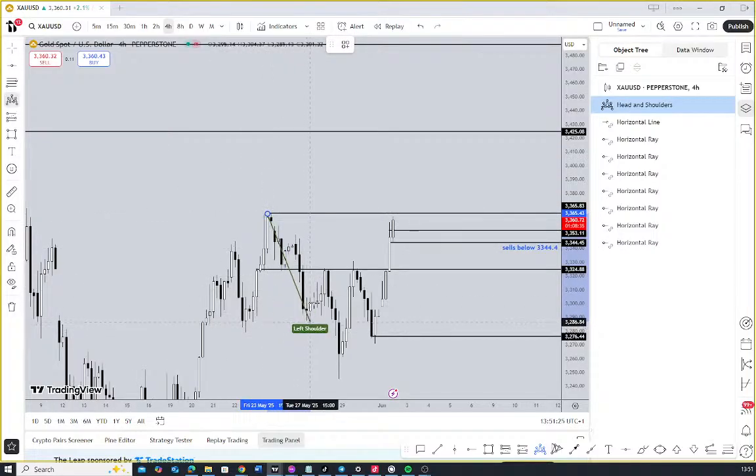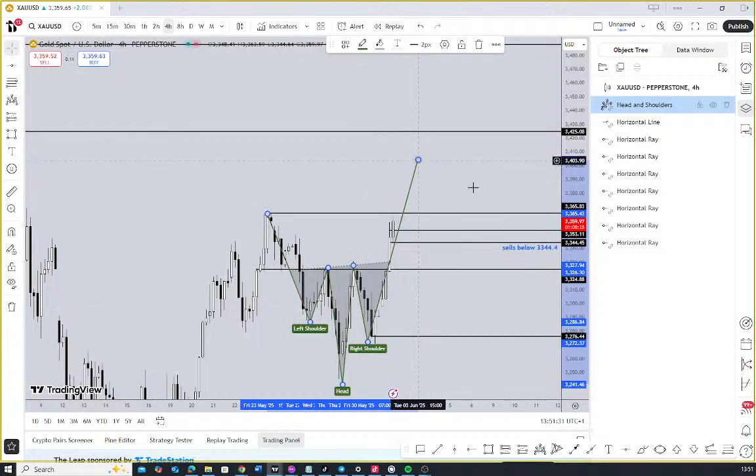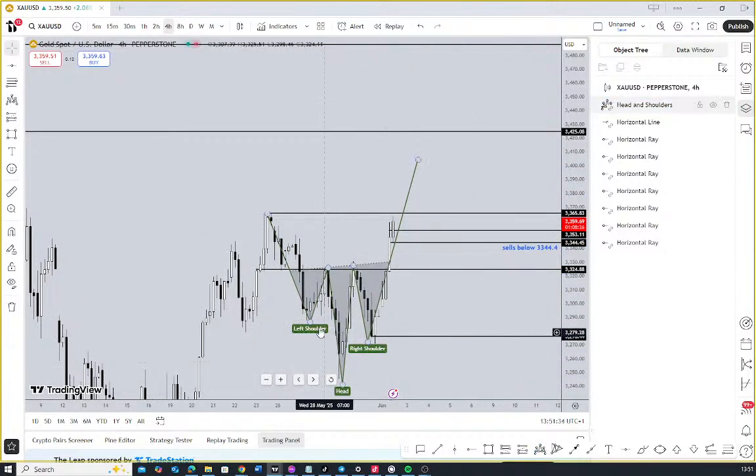Because we have this. Now, that probably makes more sense because you can see the head, the left shoulder and the right shoulder. They're horizontal here. The neckline doesn't have to be flat. But if we were to invert that, that's how much we would expect the next move to be. Whatever the distance is between the neckline and the head is what you would project the market to move, which is why I've put in that horizontal at 34.25.